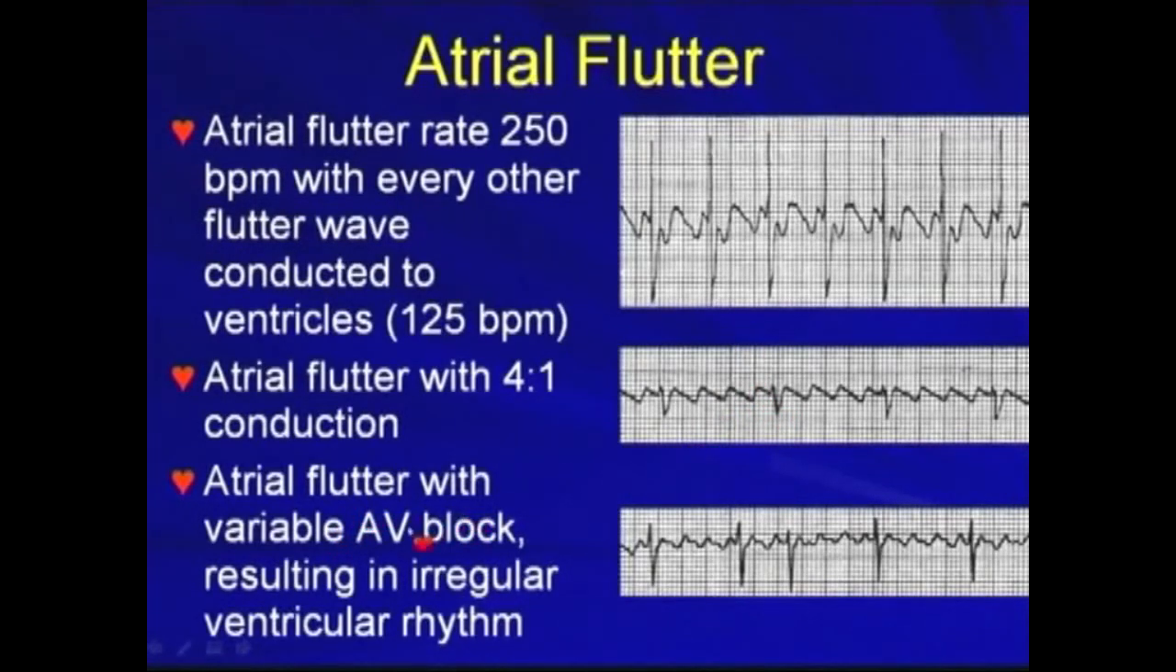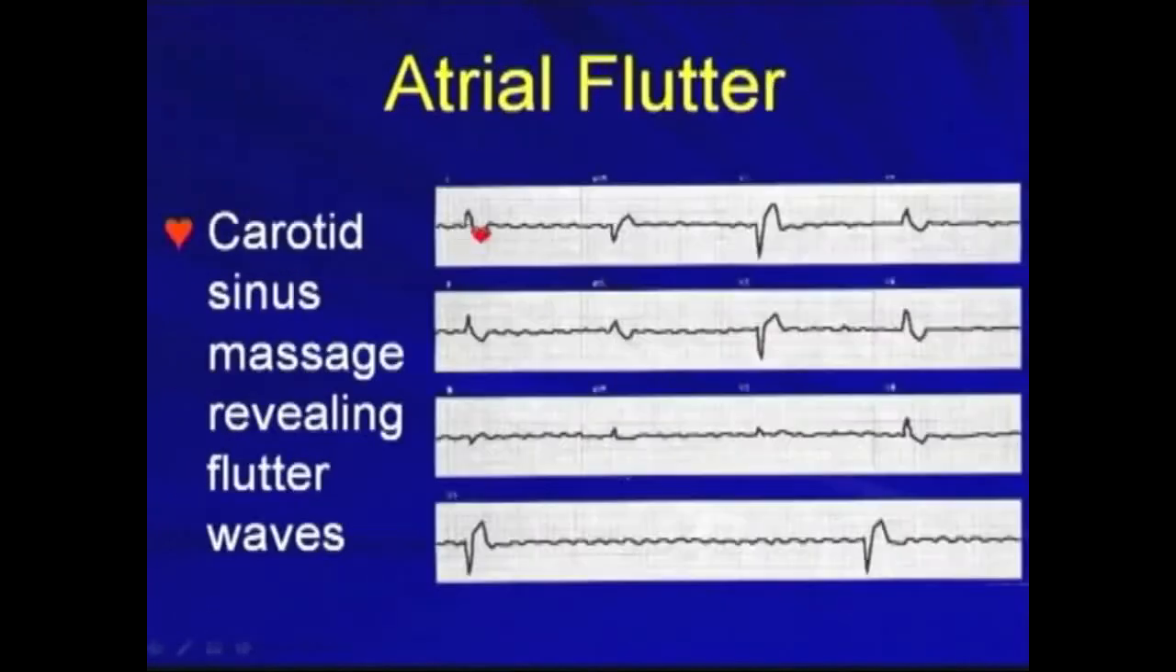Sometimes the atrial flutter will appear with variable AV block, resulting in an irregular ventricular rhythm. As shown here, it's 4-to-1, maybe here's a 3-to-1, so different degrees of block will appear at different times.